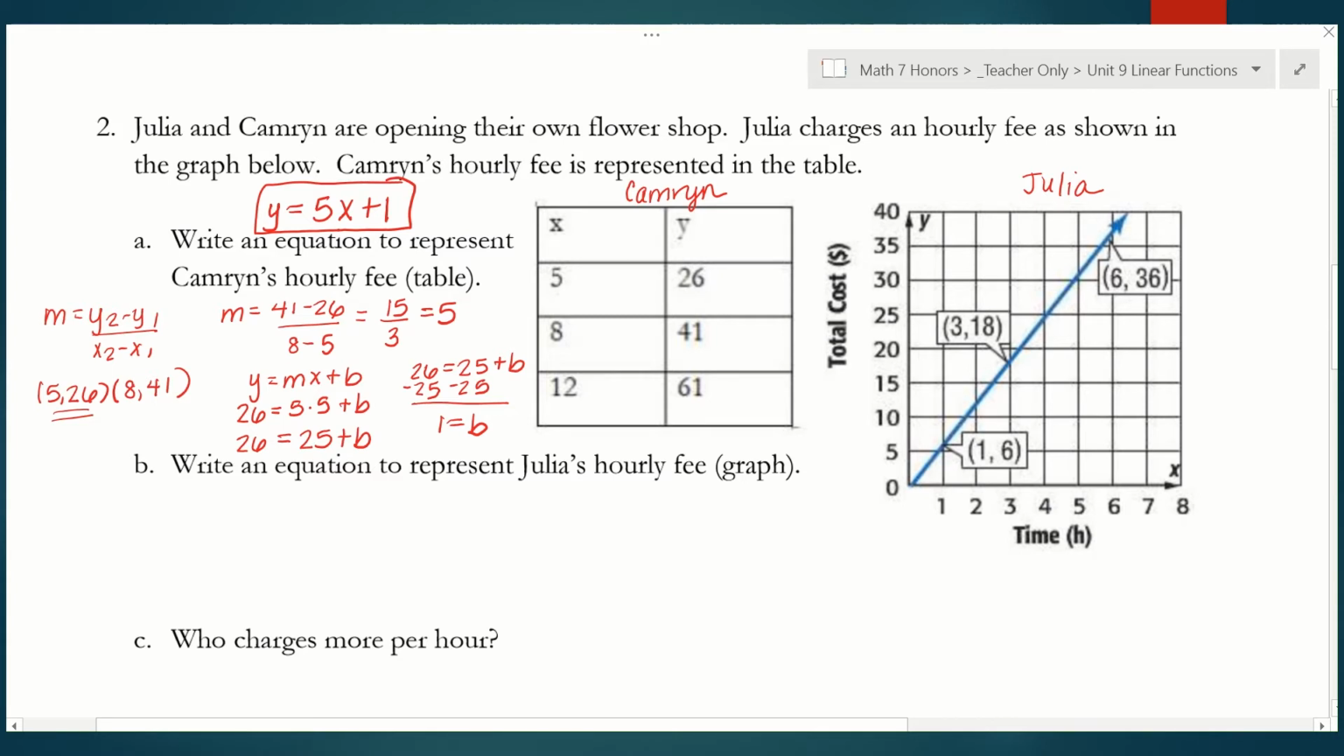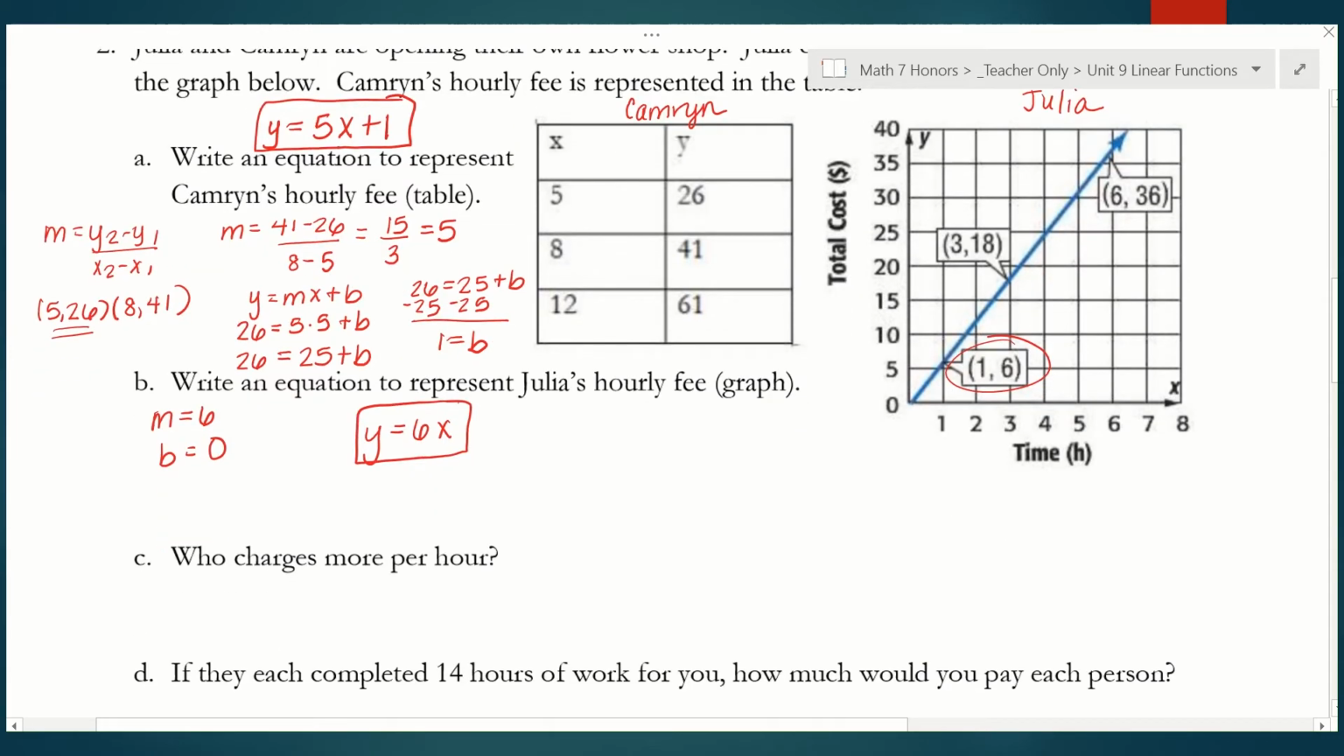Now let's do part B, which is to write an equation that represents Julia. We're looking at the graph for this. I can see the graph is proportional, which is always great news because that 1/6 is our constant of proportionality, or in this case, our slope. So I don't have to do any work there. And since it's proportional, I know that b is 0. So to write my equation for Julia, it's just y equals 6x. So kind of nice.